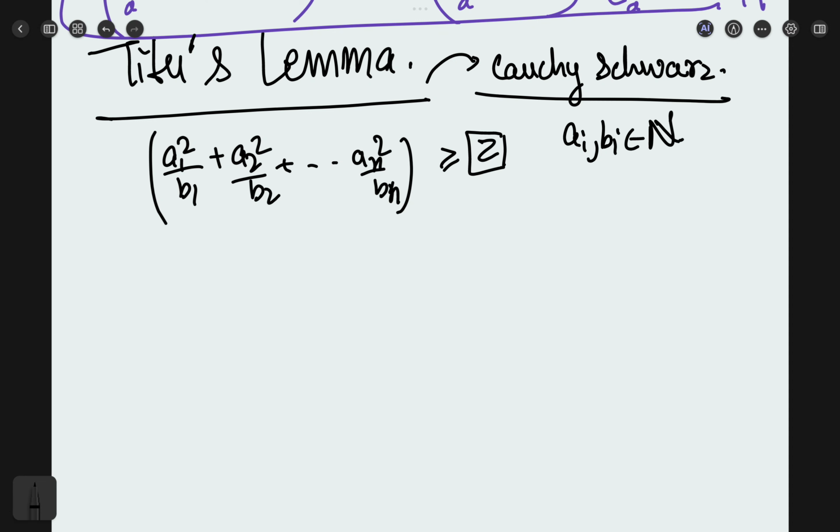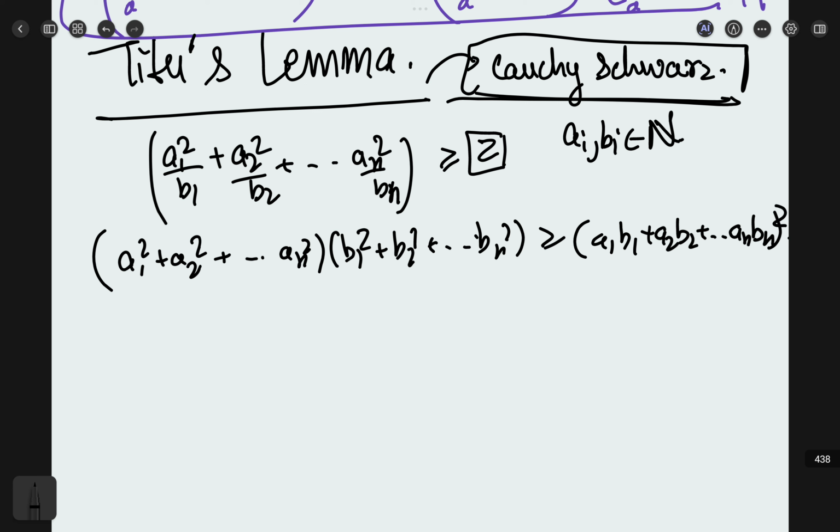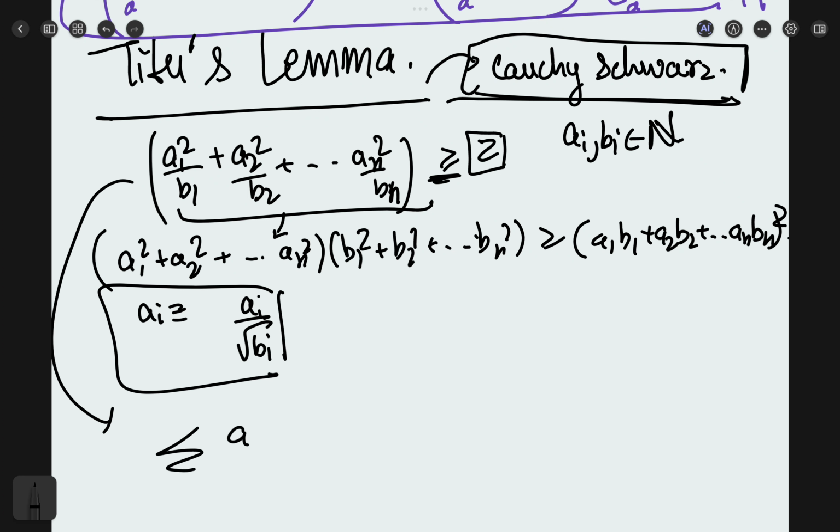So I want to find the minimum value for it, and for that I would basically just compare it with the Cauchy-Schwarz inequality. It was this times this, it is greater than or equal to the dot product square, right? So what I was going to do is that obviously this is greater than or equal to, so this is on the left hand side. Let's say these are the ai terms, so all the ai terms are congruent to something like ai by root bi. Okay, so I can write this as summation of (ai by root bi) squared.